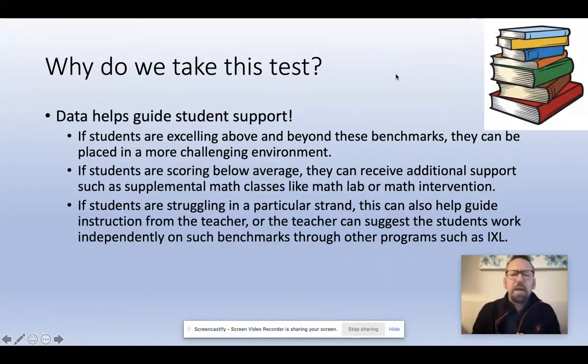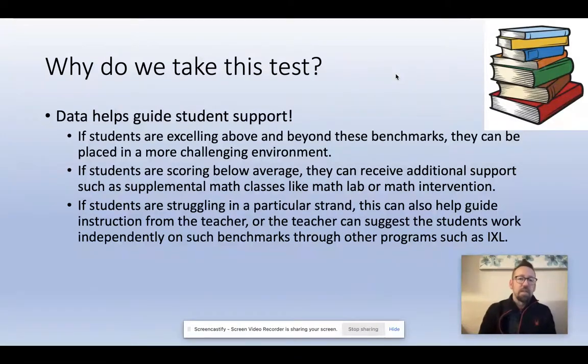Why do we take this test? People always say, why do we take this? I understand it, kids. You want to know why, right? Because people say it doesn't affect my grade. Why do I do this? Well, data is a big word. Data is basically, it helps us support you. It helps us know where you need support and helps us identify where you're doing really well.